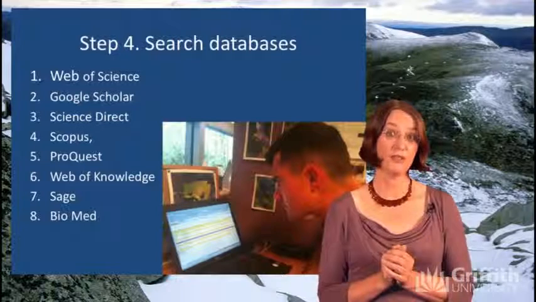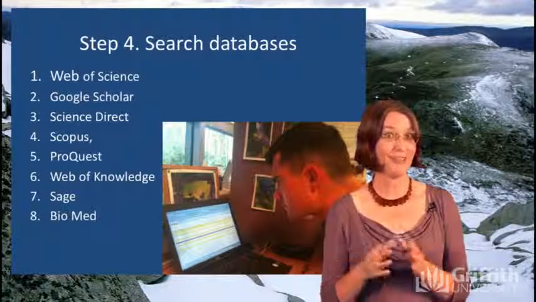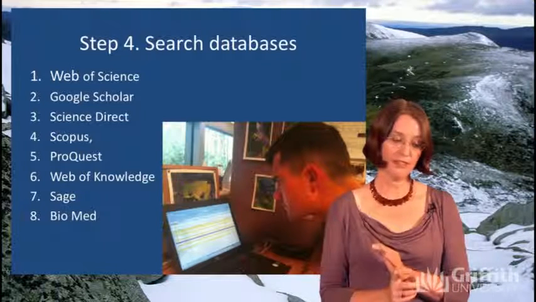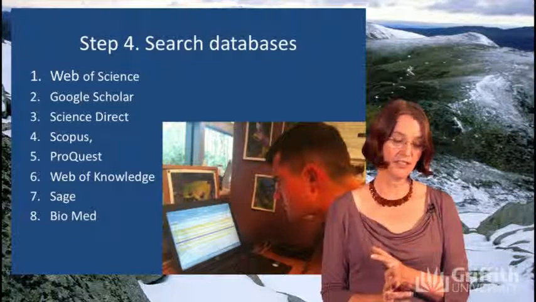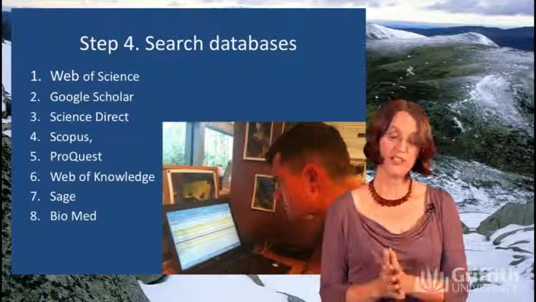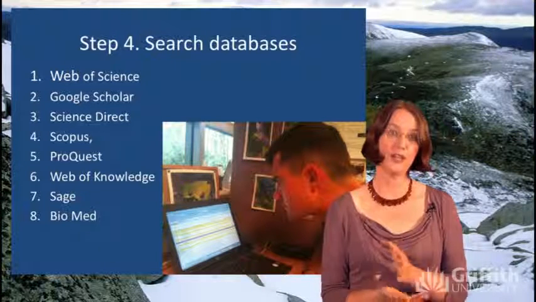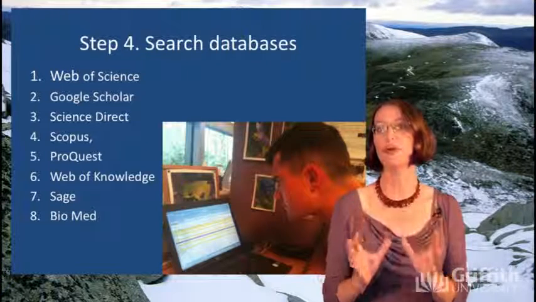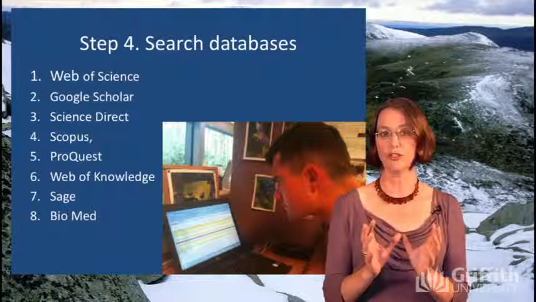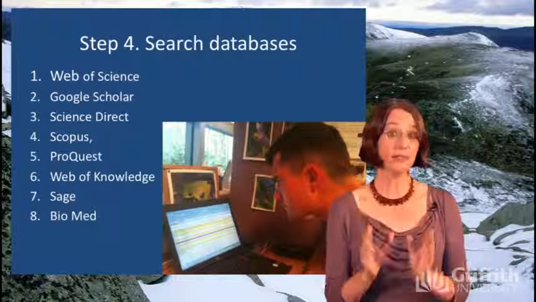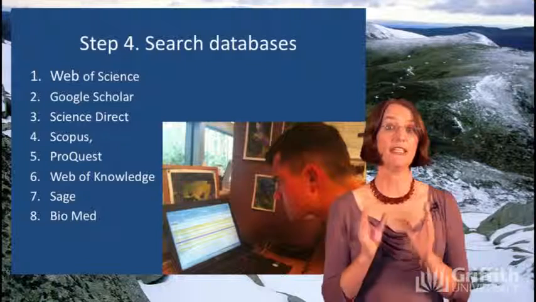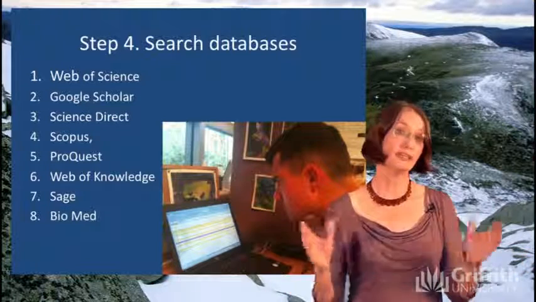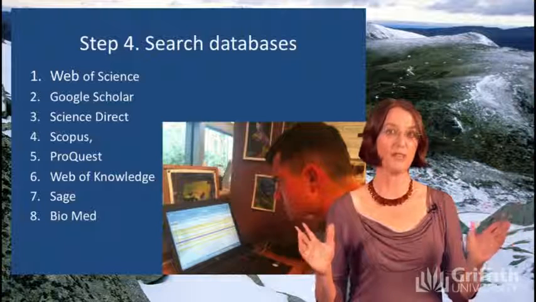What databases to use? Well, again, talk to the university librarians. They're very good at this. The ones that we've used variously are Web of Science, Google Scholar, Science Direct, Scopus, ProQuest, Web of Knowledge, Sage, Biomed. The trick here is within your discipline there are often a set of common databases that are searched. But if you're using an interdisciplinary project, which can sometimes happen, you have to make sure you use a wide variety of databases so you really are going to pick up the full suite of topics.